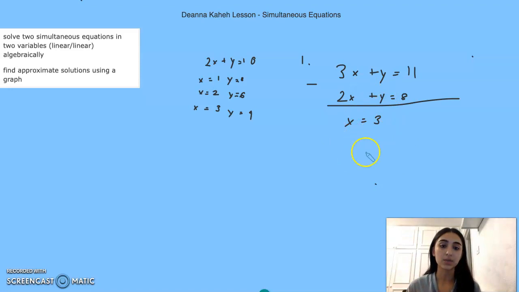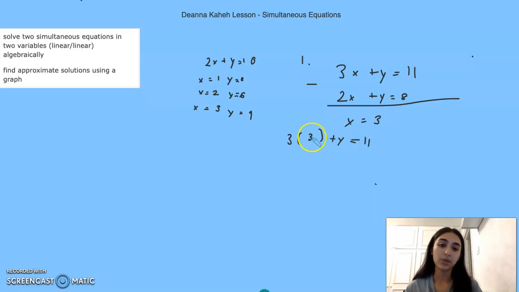Now, I'm going to substitute this x equals 3 into either equation 1 or equation 2. It depends on whichever equation you prefer. Both will give you the same answer if done correctly. So we're going to have 3, brackets 3, plus y equals 11.